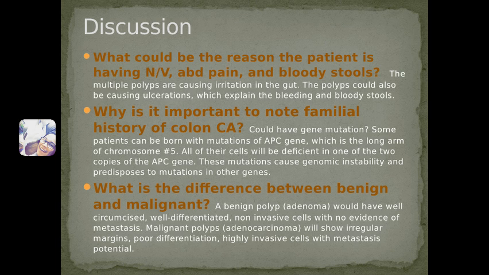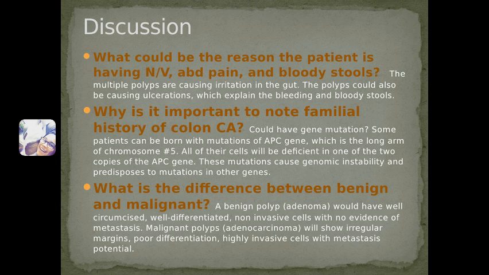What is the difference between benign and malignant? A benign polyp is called an adenoma, and they would be well circumscribed, well differentiated, and non-invasive cells with no evidence of metastasis. Remember, differentiation has to do with how well the cell looks like other cells where they're biopsying and how well they function, how well they still have their cell functioning abilities. Malignant polyps are adenocarcinoma, and they will show irregular margins, poor differentiation, and highly invasive cells with metastasis potential.